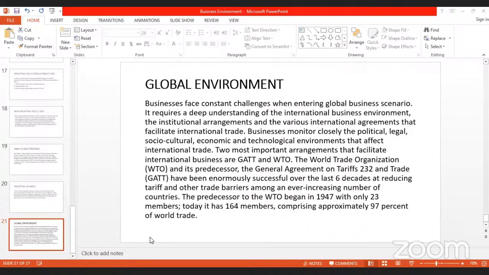So let's understand what GATT is. It was first signed in 1947 by 23 countries. It is a treaty minimizing barriers to international trade by eliminating or reducing quotas, tariffs, and subsidies. It was intended to boost economic recovery after World War II. So that was the basis of the formation of GATT: to minimize barriers to international trade by eliminating or reducing quotas, tariffs, and subsidies.